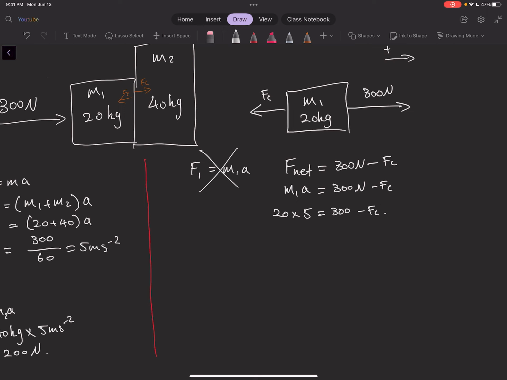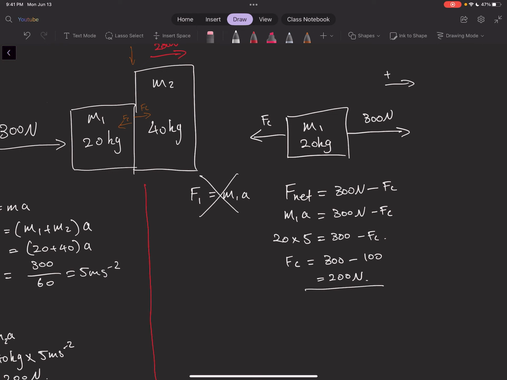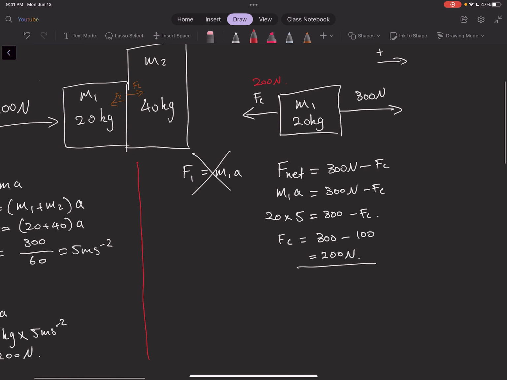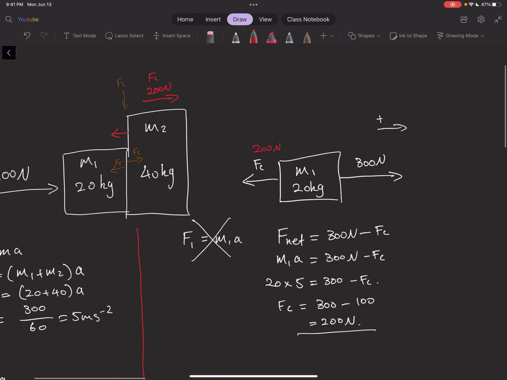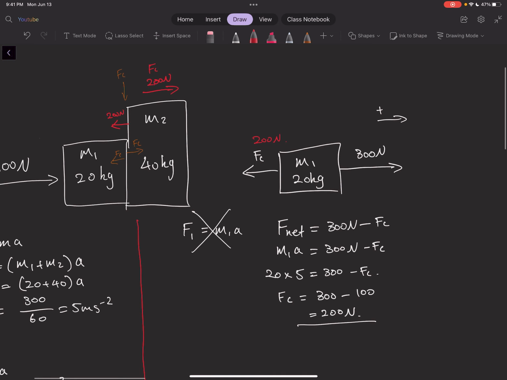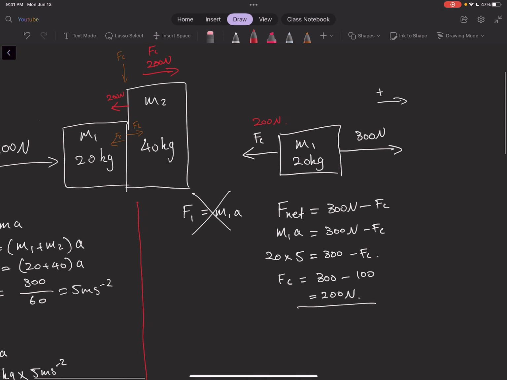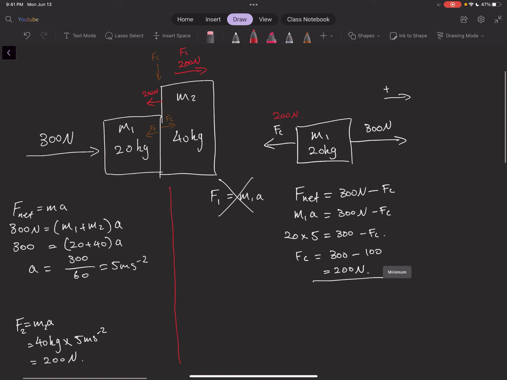So we can rearrange to solve, and of course move the contact force to the left. 300 minus 100 equals 200 newtons. So we see here we get 200 newtons, of course, going in the leftward direction. And if we put that back into our diagram up here, we will get 200 newtons moving to the left, which is equal to the 200 newtons moving to the right. And of course, like I said earlier, these should be equal and opposite, so we know that this is correct.